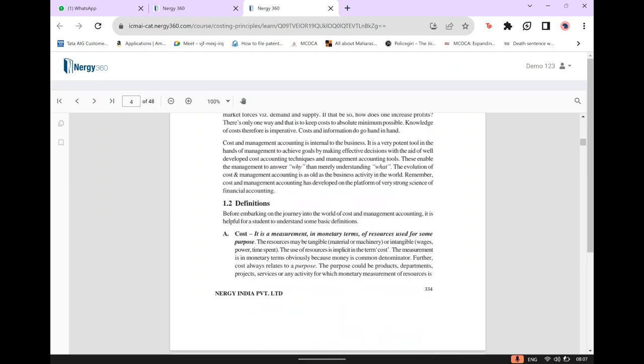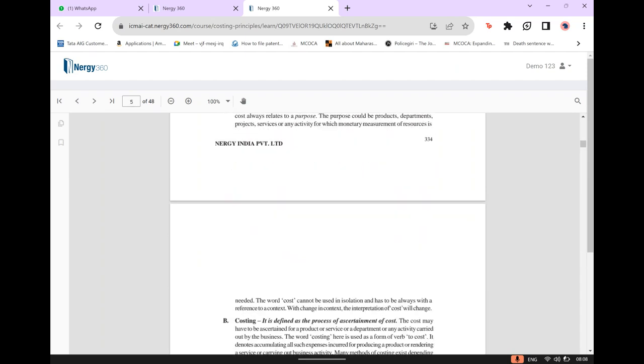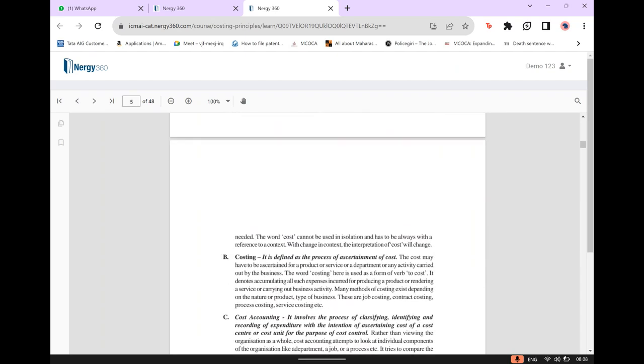And then coming to the definitions. We saw what is the definition of cost. It is a measurement in monetary terms of resources used for some purpose. So all the components are very, very important. There should be a measurement, that is unit. Then monetary terms, it should be expressed in monetary terms. You should use the resources for a particular purpose. So that is the definition of cost. If all the components are there, then it is called a cost.